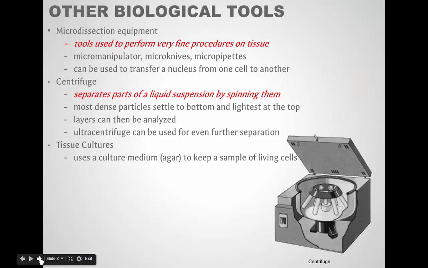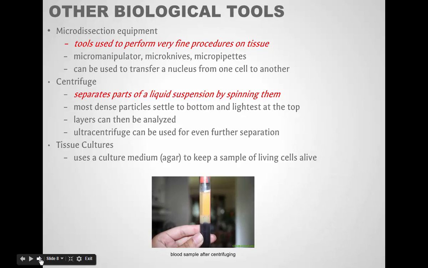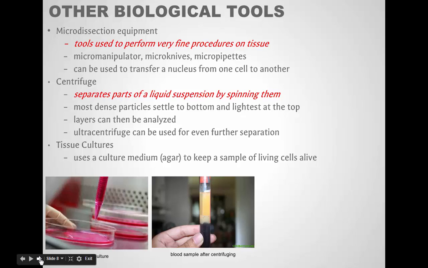This is a centrifuge. Put the samples here, go in test tubes here, and then it spins around very quickly. Okay. And that's what blood looks like after centrifuging, where you have plasma on top, red blood cells, and white blood cells and platelets in the middle. And this is a tissue culture, where you're growing certain types of cells in the lab.